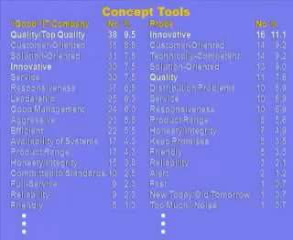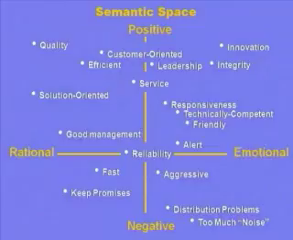What we do with the data is plot it in what's called semantic space so that you can look at it from the rational to the emotional, going from the left to the right, and whether in the context of what they're saying it's positive or negative. In this particular slide, you will see that indeed quality is way up in the left-hand corner.